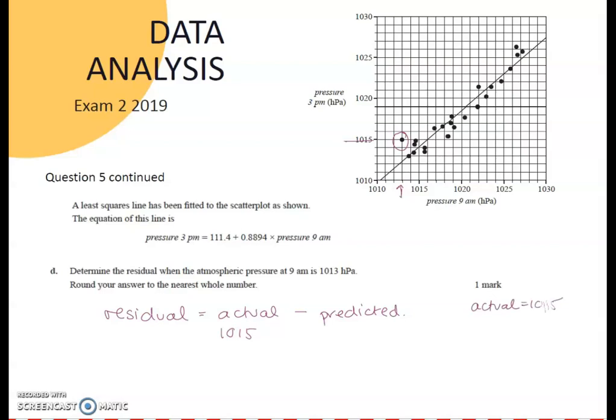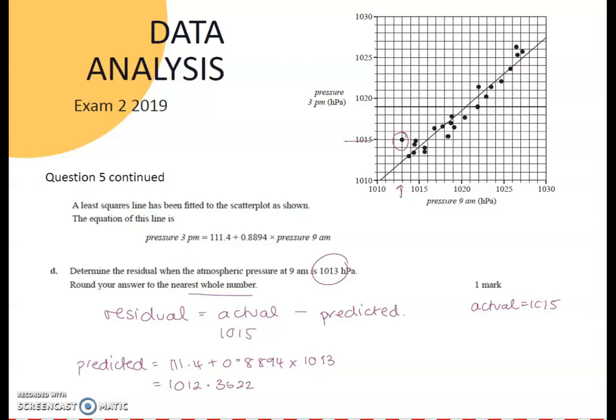And so now if we calculate our predicted value using the equation, our predicted value will be 111.4 plus 0.8894 times this x value, so 1013. That gives us a predicted value of 1012.3622. Leave it unrounded until you get to the end.